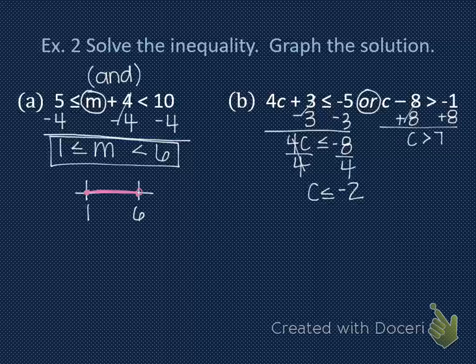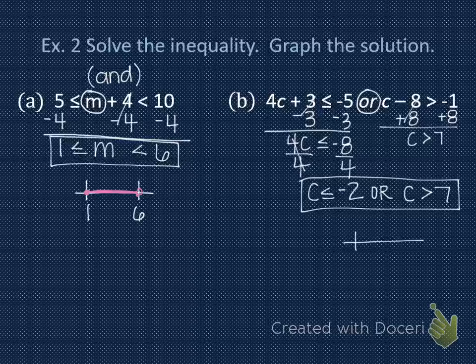So here's what I would do next. Drop the word "or" down and go ahead and drop the c is greater than 7 down. That way you can box in your answer and it looks like it should. So c is less than or equal to negative 2, or c is greater than 7.